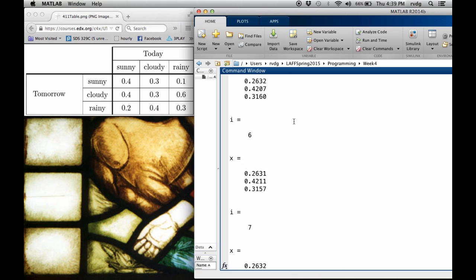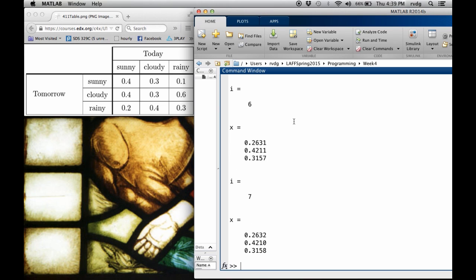And notice that we get all of the intermediate results along the way, and let's make sure that that's the same as the x7 that we computed before, and it is. So now we have a means by which we could actually predict the weather a year from now. Let's see, how could we do that?